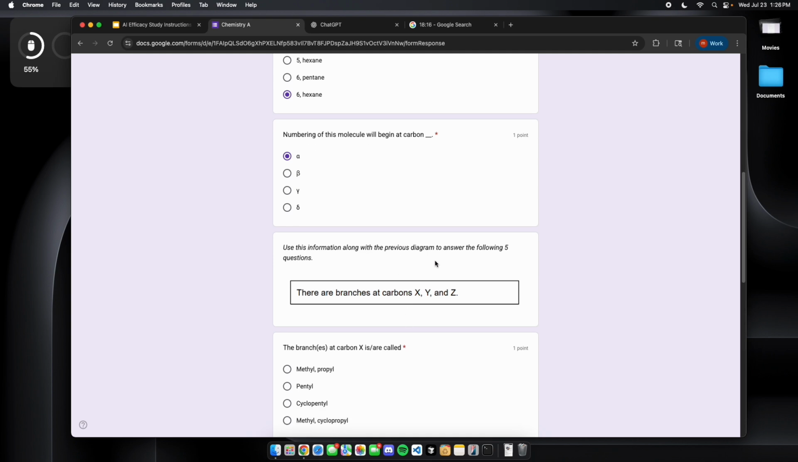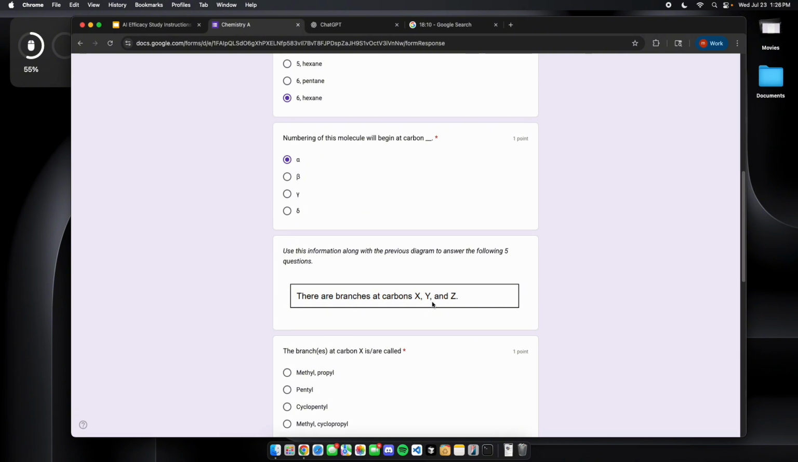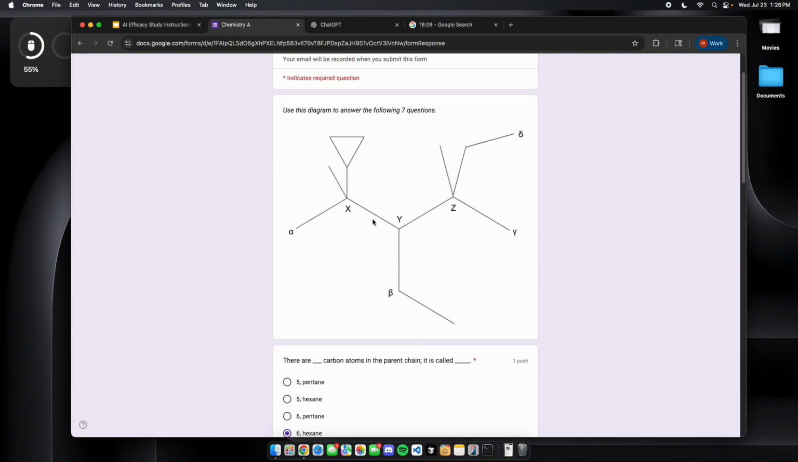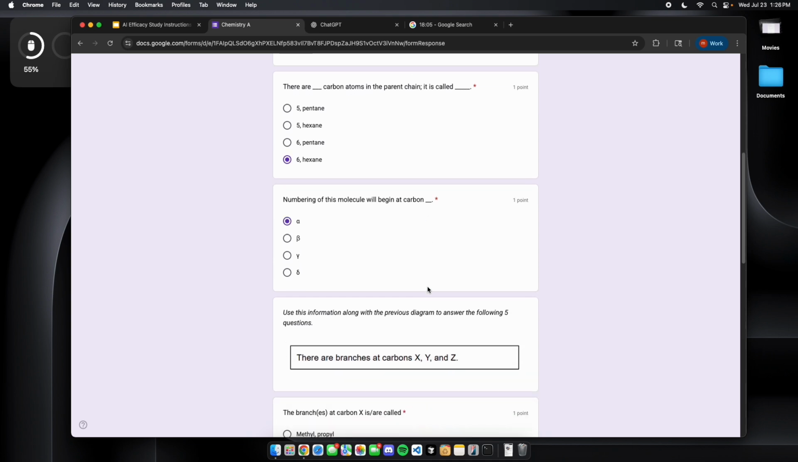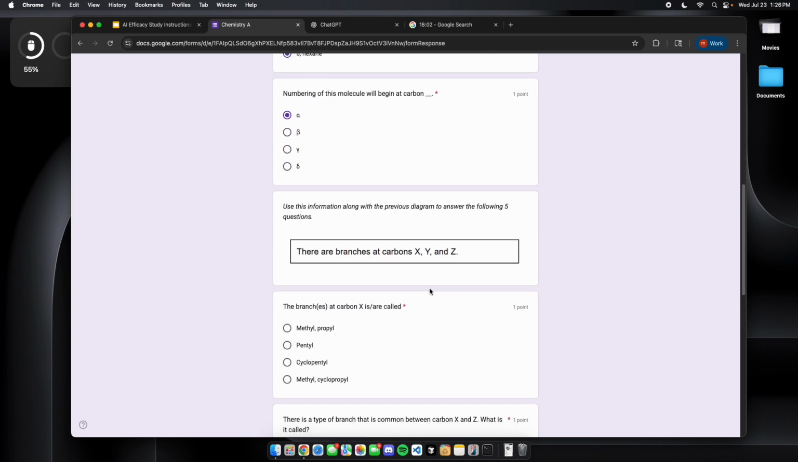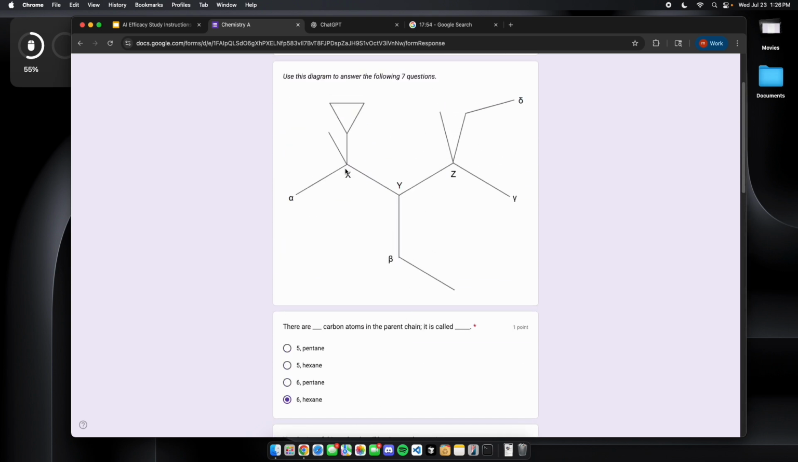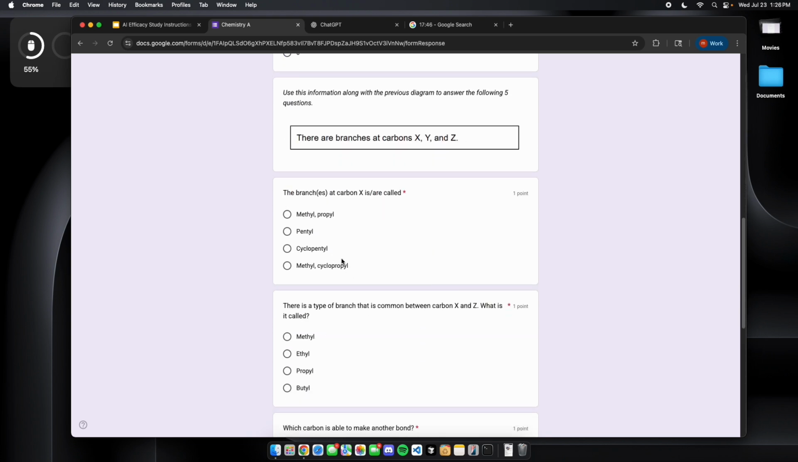Use this information along with the previous diagram to answer the following five questions. There are branches at carbons X, Y, and Z. So apparently these are branches, okay? The branches at carbon X are called, so at X, it seems like they're referring to these branches, and there's this logo or sign here. So I'm going to assume it's one of these since there's only one. Take a wild guess and go with this one.